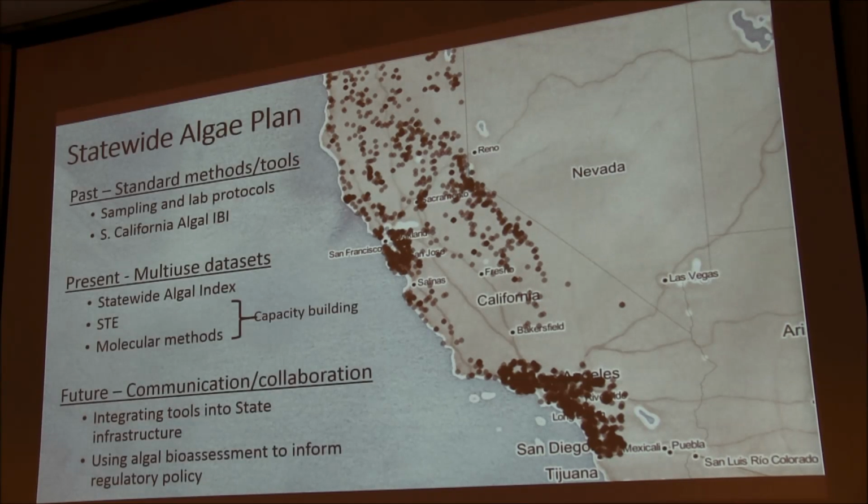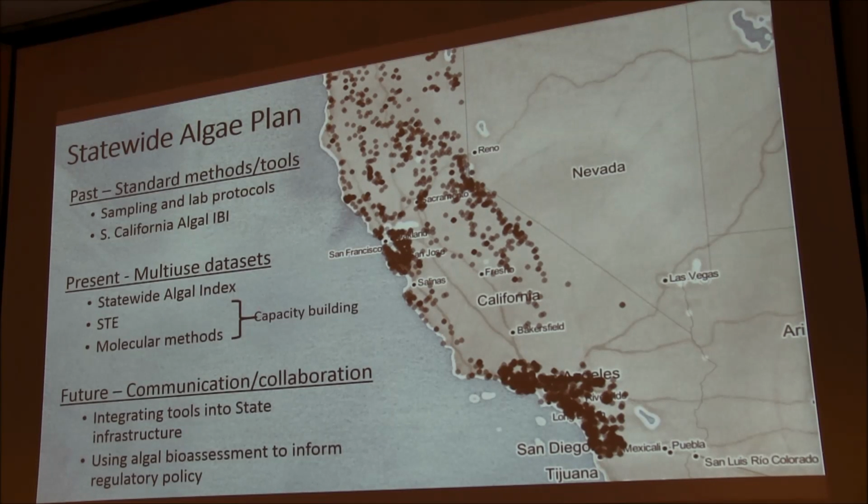activity. So the goals of the Statewide Algae Plan are to capitalize on this extensive knowledge base that we have about algal communities across the state and use them to develop tools that allow us to, of course, infer ecological condition and make informed decisions regarding the health of various ecosystems.